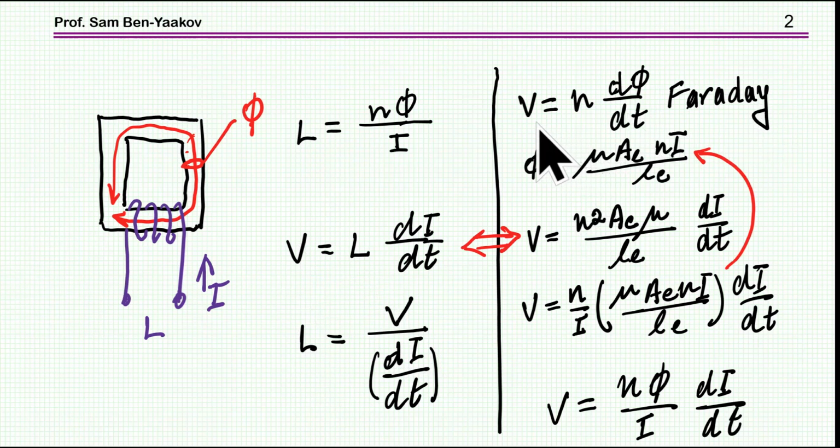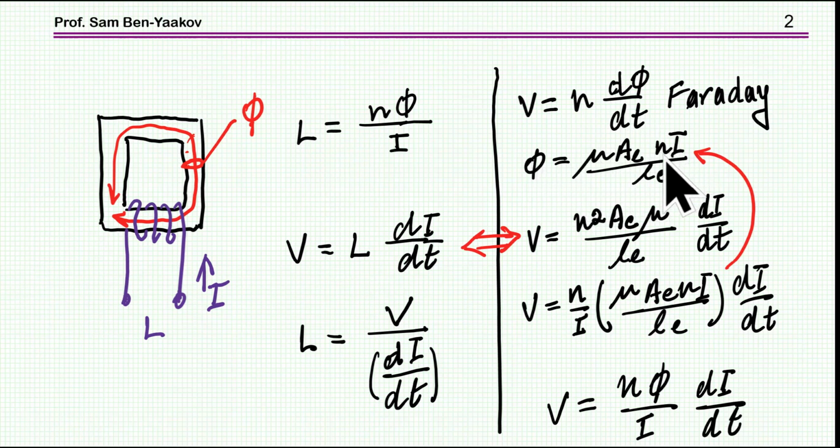It states that V, the induced voltage, is equal to N d phi/dt, phi being the change in the magnetic flux. Now, phi by itself can be expressed in this way. What we have here is mu, the permeability, Ae, the cross-section area of, say, the core, and N, the number of turns. I is the current, and Le is the magnetic path length, okay? Now, N I over Le is the magnetic field, times mu is the magnetic flux density, and times Ae is the magnetic flux. So this is just the expression for the magnetic flux.